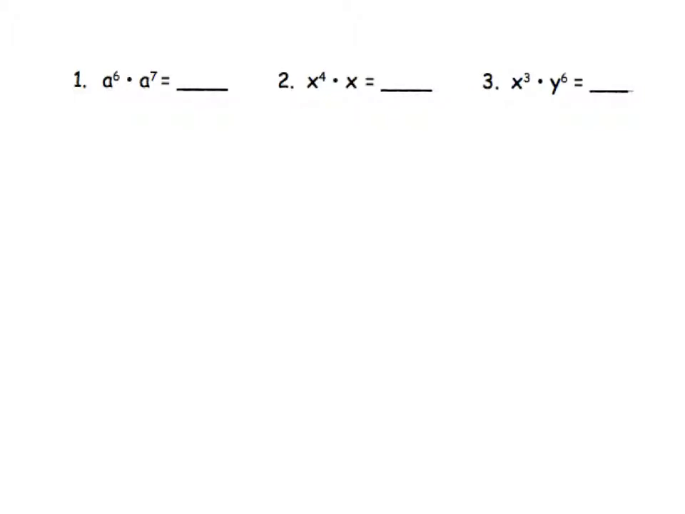So, go ahead and complete the next 3 examples. Remember, it is product of a power property. If we multiply 2 things with the same base, and they're being multiplied, we add our exponents. So, pause the video, complete them, and check back for answers. For number 1, you should have had a to the 13th. 2 should be x to the 5th, because remember on the single x, we have really a power of 1. And 3 should be y to the 9th.